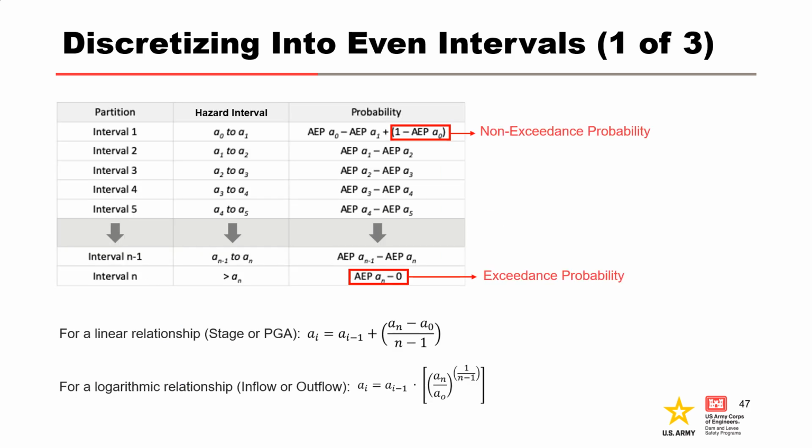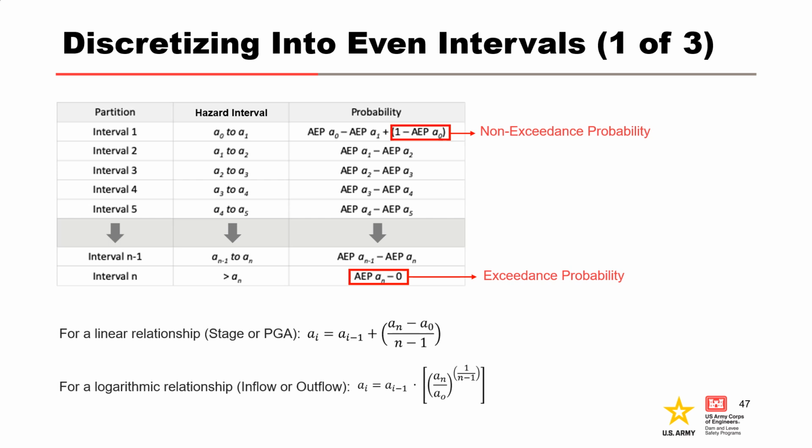The table on this slide illustrates the discretization process and how to calculate the probability for each partition or interval. The table shows how to account for non-exceedance and exceedance probabilities. The non-exceedance probability, as we just discussed, is added to the probability of the first interval. The exceedance probability is accounted for in the last interval and is simply the probability of exceeding the last hazard used to define the hazard curve.